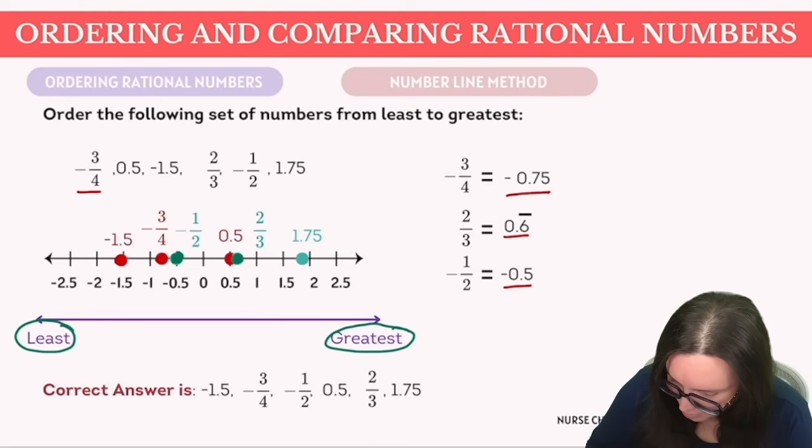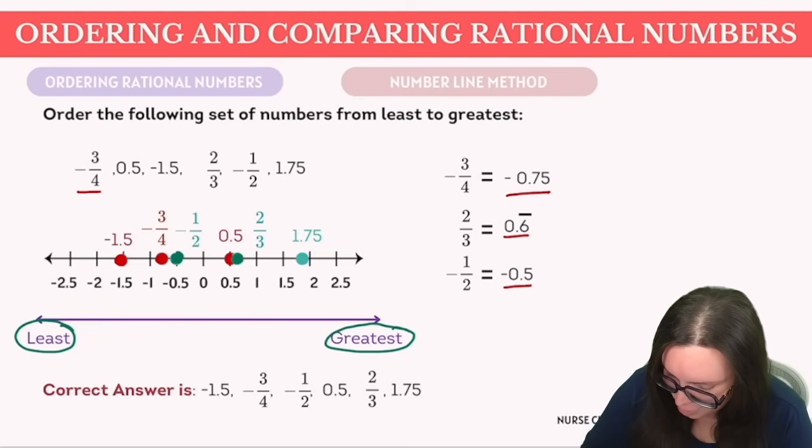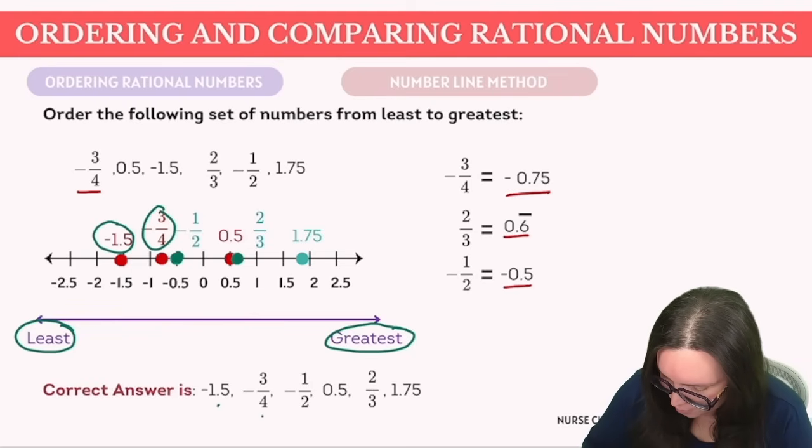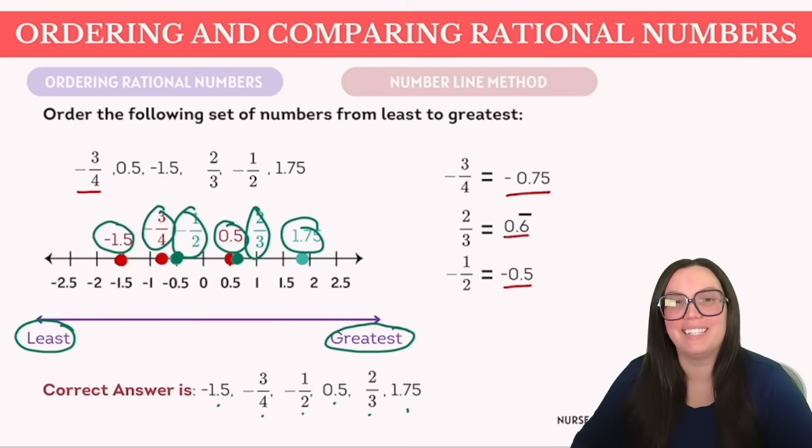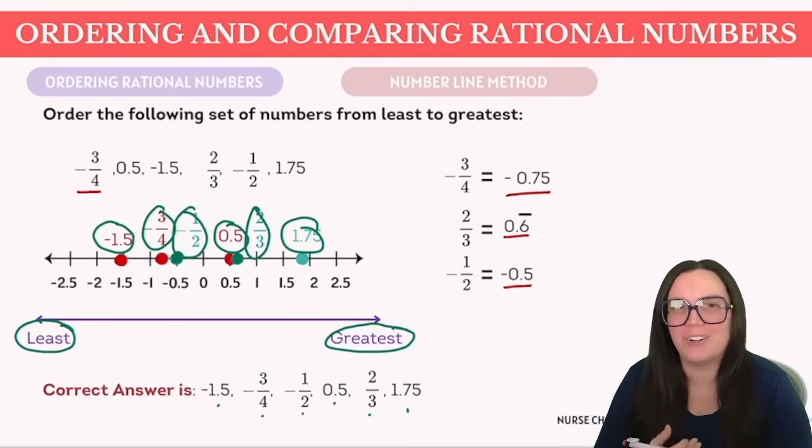So I have the answer down here for you already. So we have -1.5, -3/4, -1/2, 0.5, 2/3, and 1.75. That is the correct answer for least to greatest with this numerical data set.